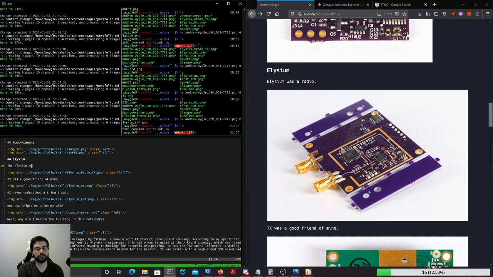Elysium, VHF, UHF receiver was the primary.